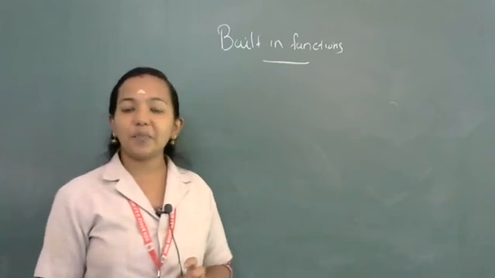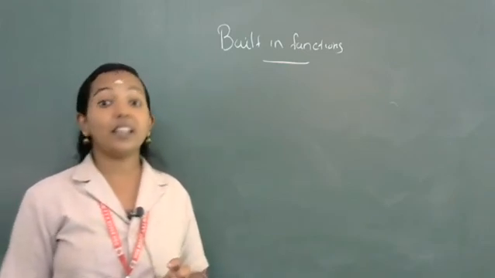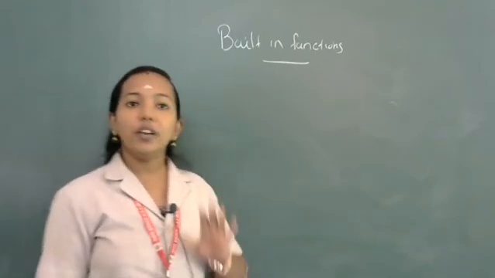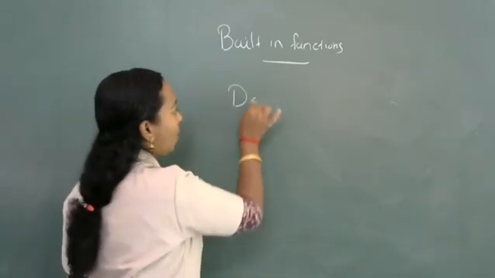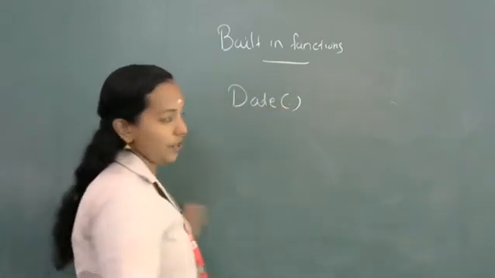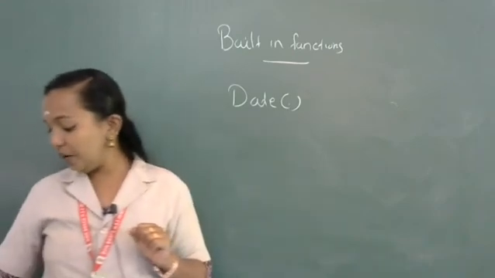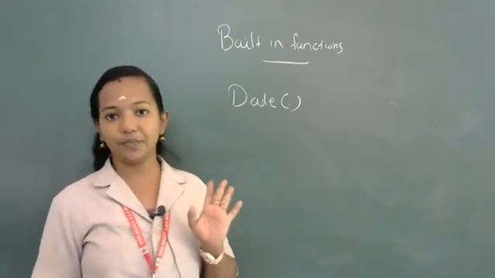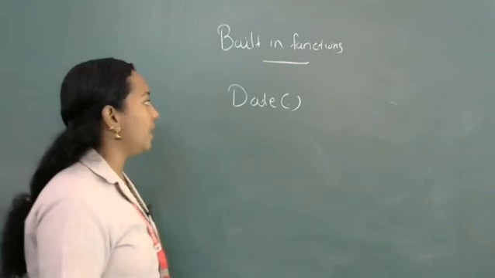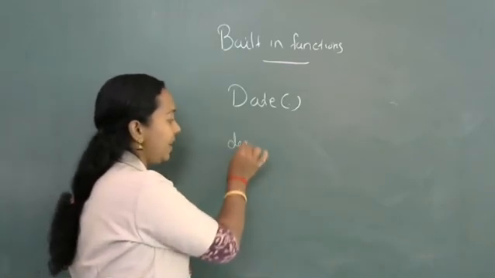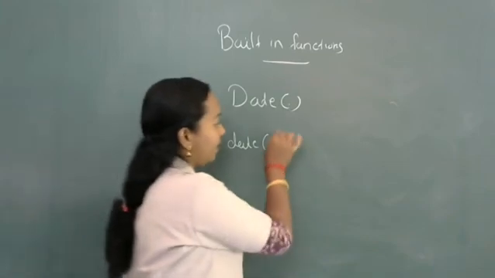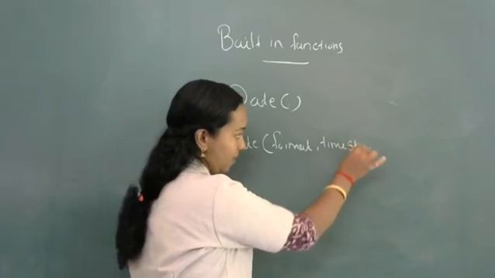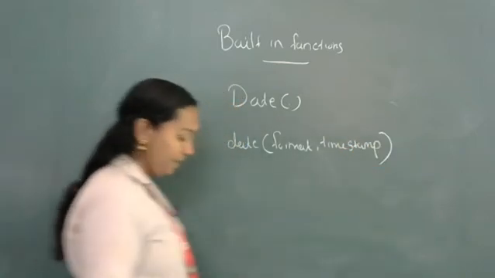PHP is a server-side scripting language, so definitely it will deal with the current date and time of the system. So here we are using one built-in function called the date function. Here the date function is used to print the date. The format of the date function is date, open the bracket, format comma timestamp.